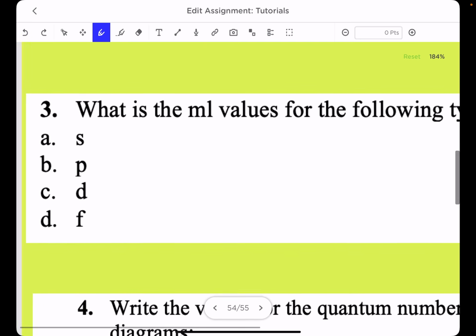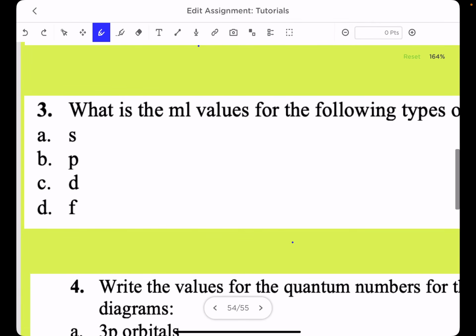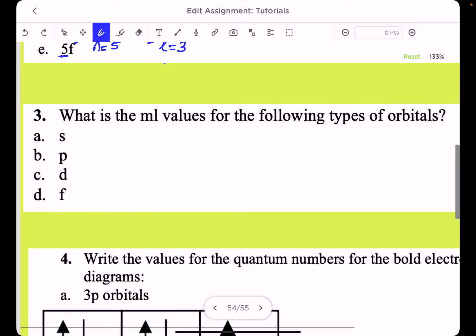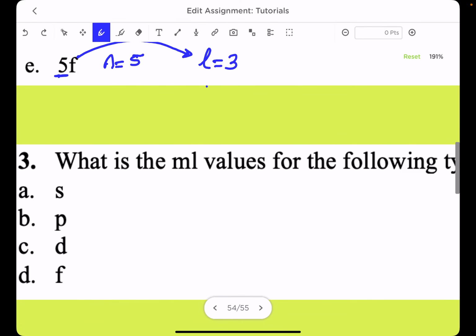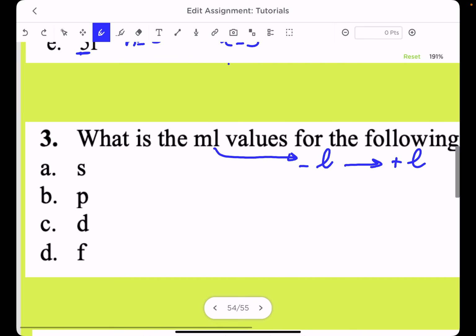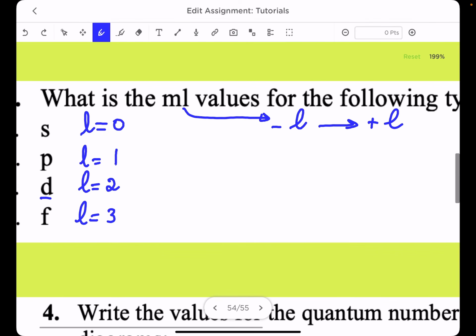Now, let's look at this question. What are the ML values for the following types of orbitals? Remember, ML is always from -L to +L. So, let's first write the L. If I'm looking at letter S, L is equal to 0. If I'm looking at letter P, L is equal to 1. L is equal to 2 when I see D, and L is equal to 3 when I see F. Okay, so here we go.